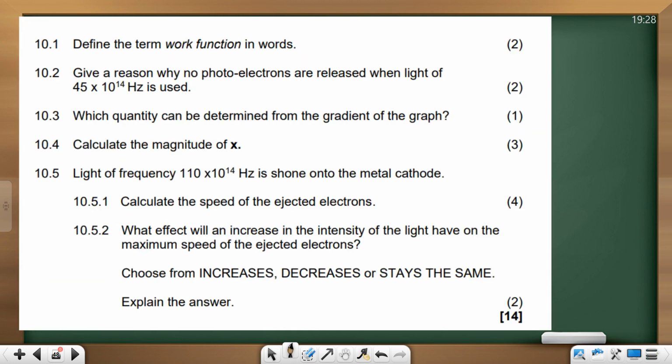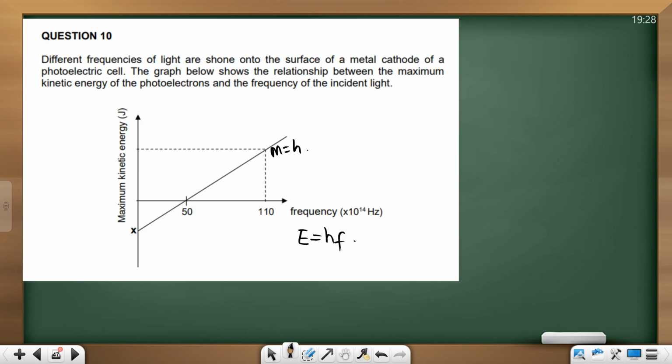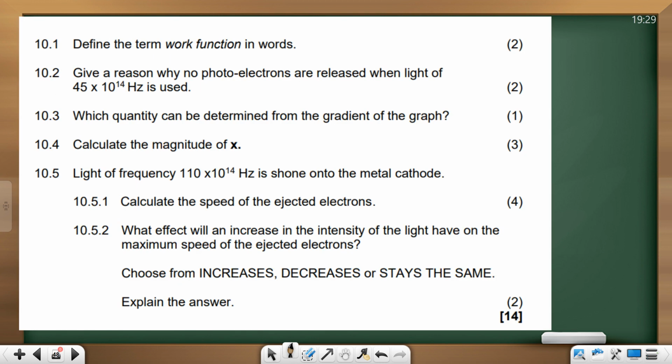First question. Give a reason why photoelectrons are released when light hits the metal. I'm going to give you the conditions now. But check. Which quantity can be determined from the gradient of the graph? Planck's constant. Calculate the magnitude of X. It's my work function. I can actually use gradient. We can use gradient to calculate that based on the information we have. We are just checking quickly. I'm sure we'll be able to calculate.